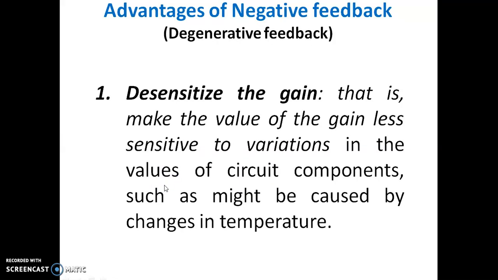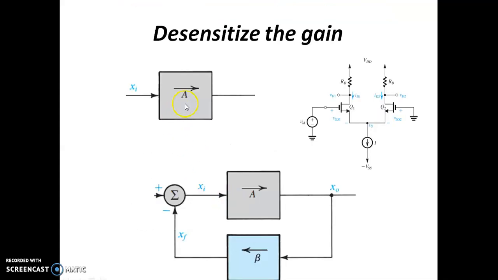So let us see what are the advantages of negative feedback. So first one is, of course, negative feedback is also called degenerative feedback. So first and foremost advantage is it will actually desensitize the gain. So the meaning of desensitization of the gain is, assume that you have an amplifier with a gain A. Assume that this amplifier can be a differential amplifier, it can be a common source amplifier, it can be any amplifier, because we know that every amplifier gain depends on the circuit components. Like in this particular case, it depends on RD, it depends on what is the transconductance of this particular transistor.